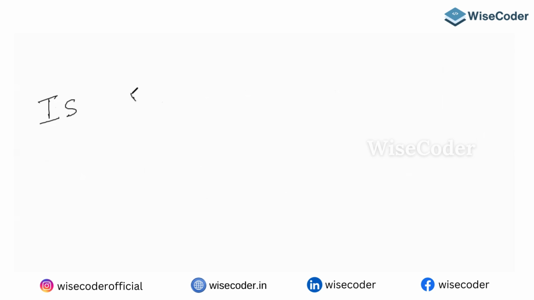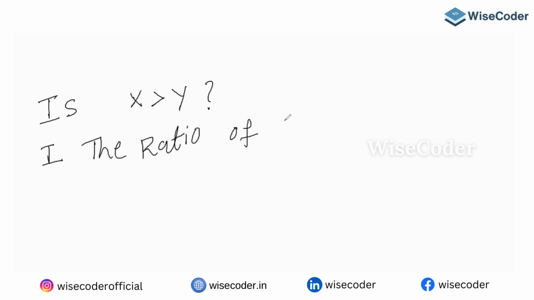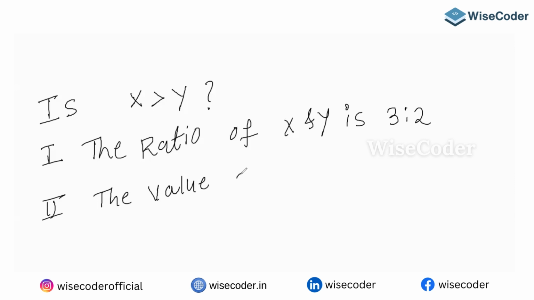Is X greater than Y? First, the ratio of X and Y is 3 is to 2. Second, the value of Y is 12.